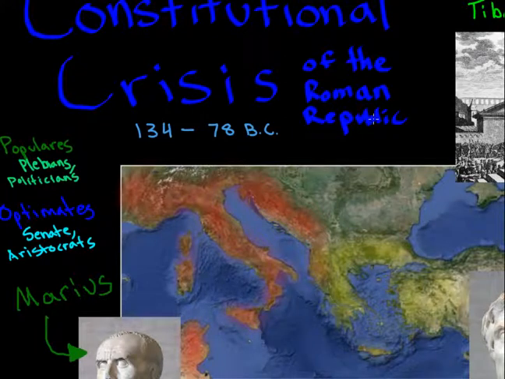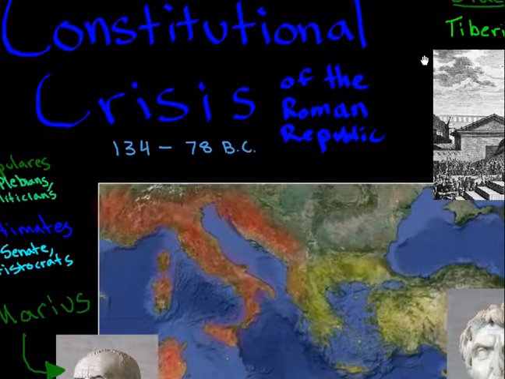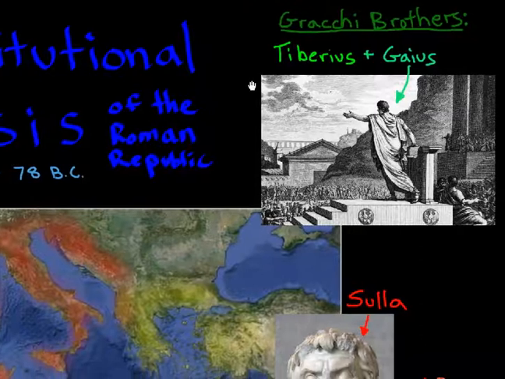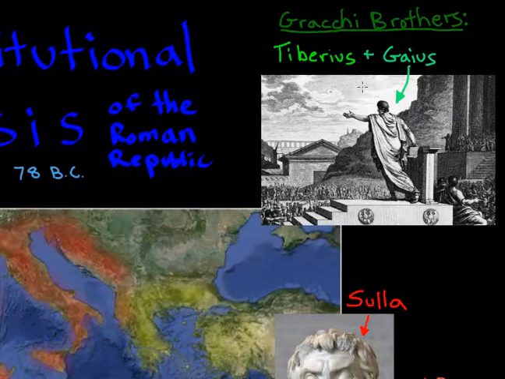Anyways, two people came into the picture in 134 BC, well, actually one person first: Tiberius Gracchus. These two people are the Gracchi brothers. Tiberius was the first one, and Gaius was obviously the second one. In this picture of Gaius, you can see these are all the plebeians. He's the head of the plebeian council, and he's asking what they want.